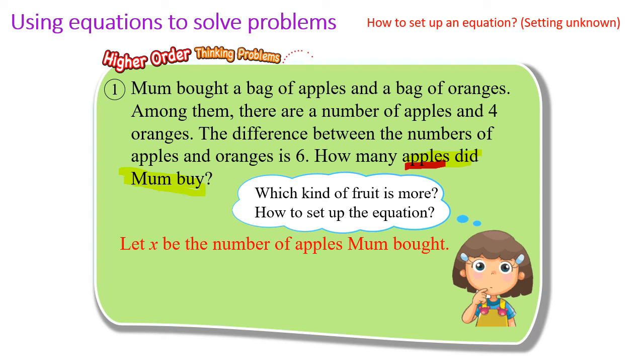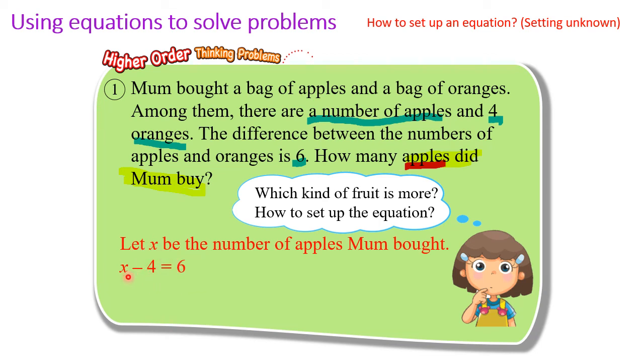And the second one, you have to take a look at the information. There are a number of apples, you don't know what number it is, but you know that there are 4 oranges. And it's telling you that the difference between them is 6. It didn't tell you which kind of fruit is more. So how can you set the equation? Maybe you can set it as x minus 4 equals 6. You may set it like this.